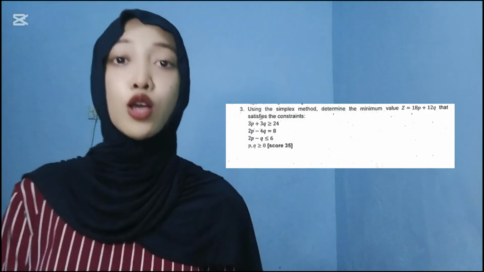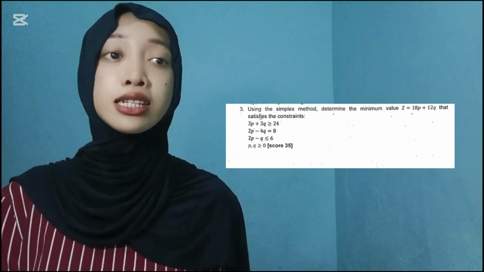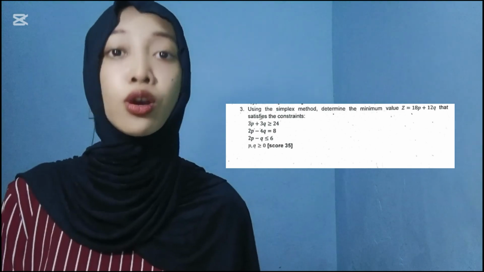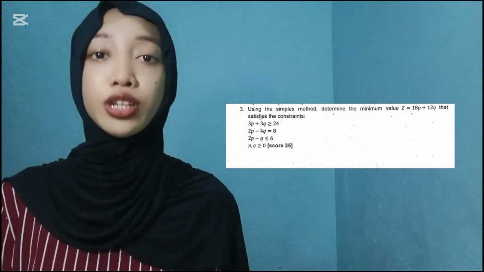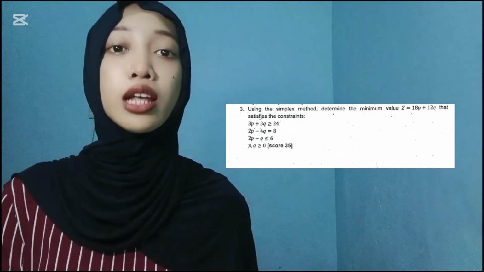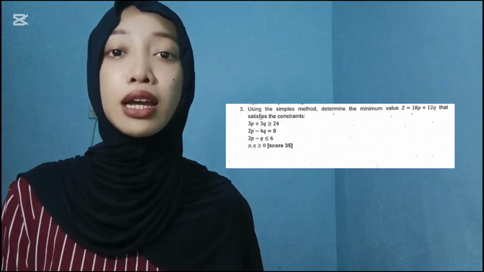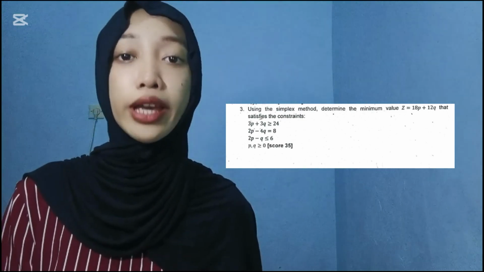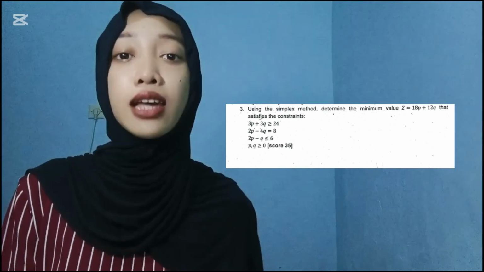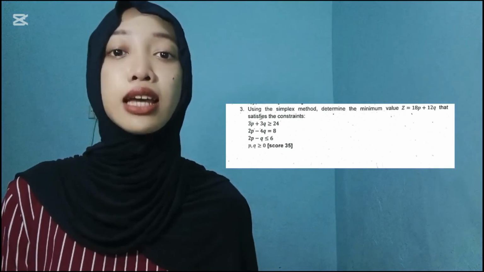The last number. Using the simplex method, determine the minimum value of z is equal to 18p plus 12q that satisfies the constraints, with first constraint 3p plus 3q more than or equal to 24 and next constraint 2p minus 4q is equal to 8 and the last constraint 2p minus q less than or equal to 6 with p, q bigger than 0.